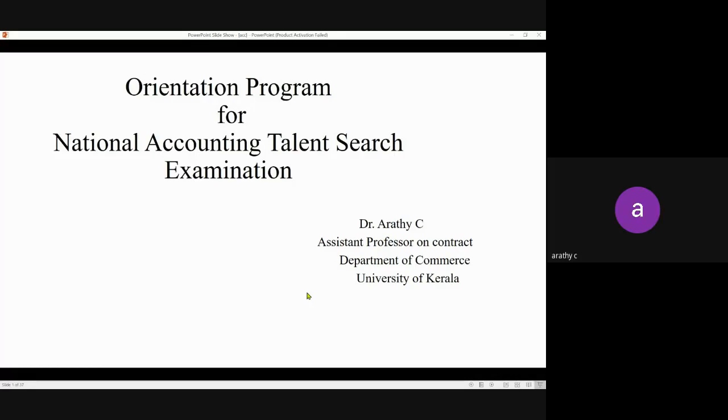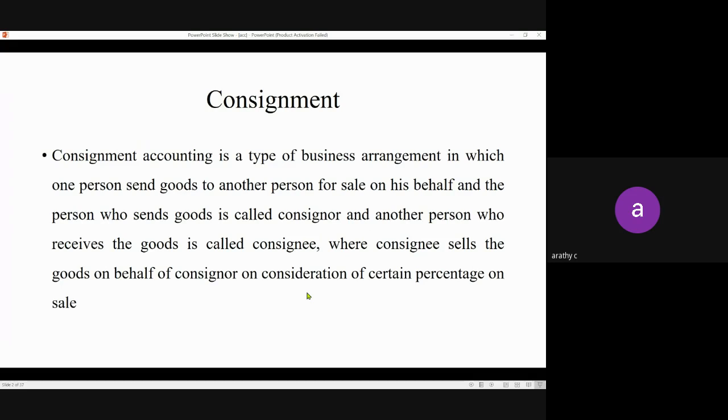Okay, good evening. I'm Dr. Advisi, Assistant Professor on Contract, Department of Commerce, University of Kerala. Can we start the session? Can you see this? Yes, teacher. You're visible.